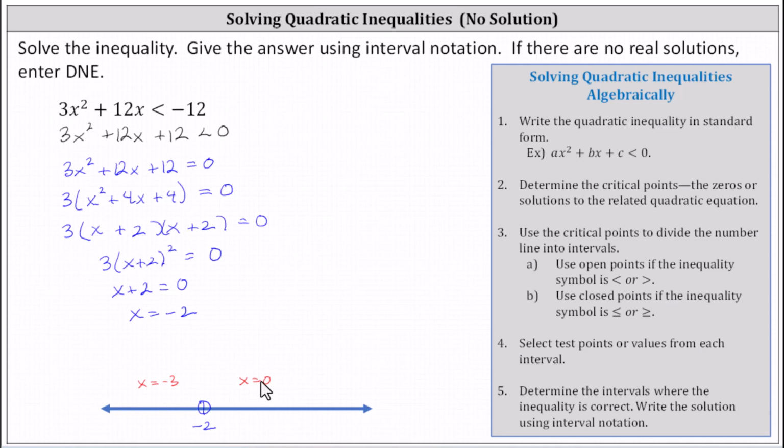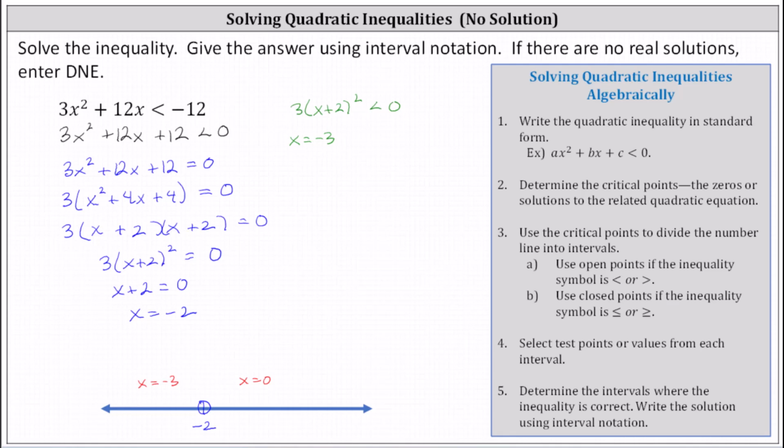We can use the inequality in the original form or in standard form, or we could actually even use it in factored form as well. So let's use the quadratic inequality in factored form, meaning the form of 3 times the quantity x plus 2 squared less than 0. Recall this is the factored form of the quadratic expression. And now we'll test x equals negative 3.